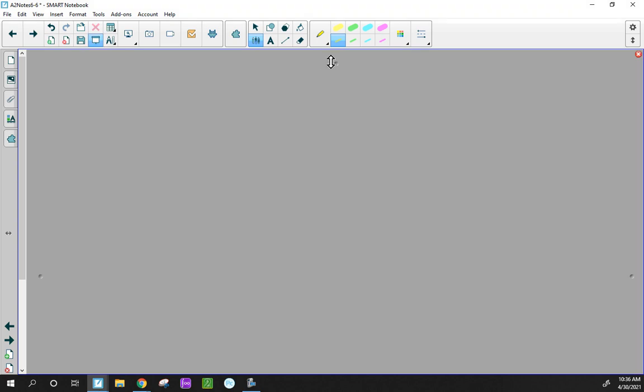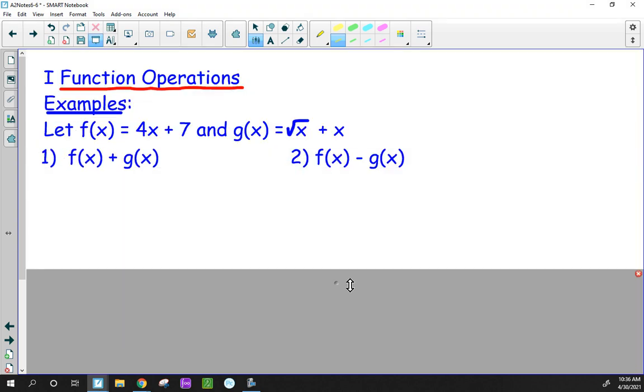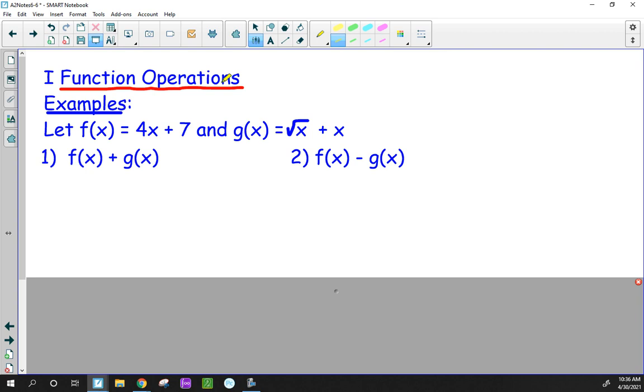So some examples so we can make sure that we understand what we're expected to do. When you're asked to do function operations, in the directions it will clearly define the 2 rules or 3 rules that they want you to use. So for example, let f of x, and again this is the notation for a function you learned in Algebra 1, the letter f is just the name of the function. So let f of x be the rule 4 times something plus 7. Let the g of x function stand for the rule the square root of something plus that same value. For question 1, it's asking us to find the sum of f and g.